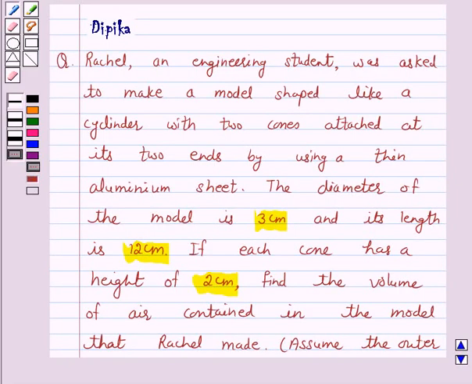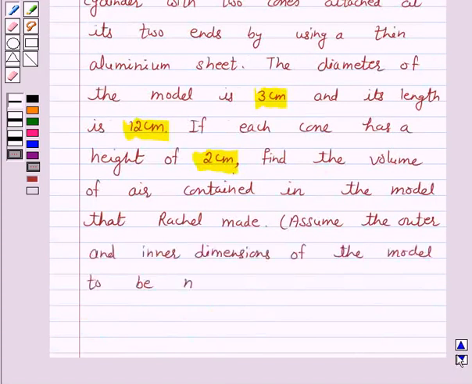I am Deepika here. Let's discuss a question which says, Rachel, an engineering student, was asked to make a model shaped like a cylinder with two cones attached at its two ends by using a thin aluminium sheet. The diameter of the model is 3 cm and its length is 12 cm. If each cone has a height of 2 cm, find the volume of air contained in the model that Rachel made. Assume the outer and inner dimensions of the model to be nearly the same.